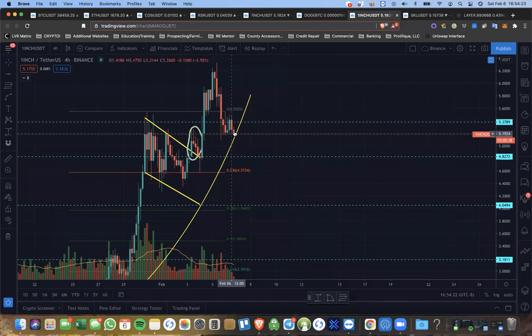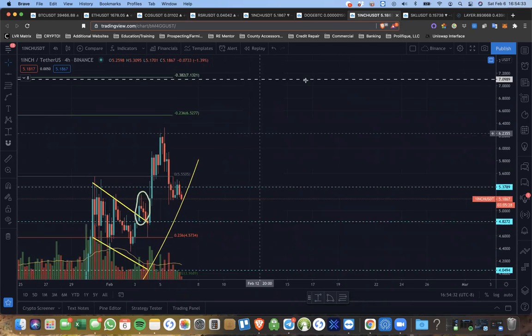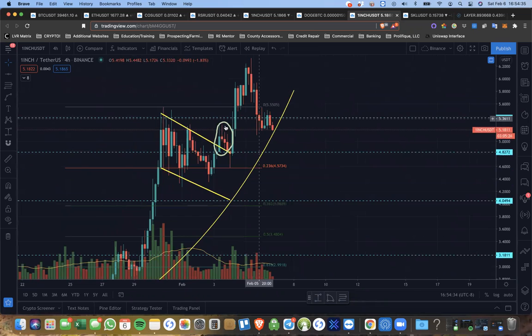So now we're looking for a bounce. We're basically looking for a bounce off this level up. Maybe a little bit lower, maybe a little bit off. I'm not perfect, but we're looking for a bounce up. If not, there's a bearish pattern playing out.